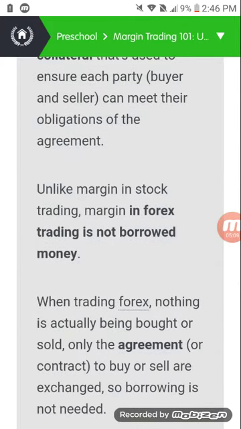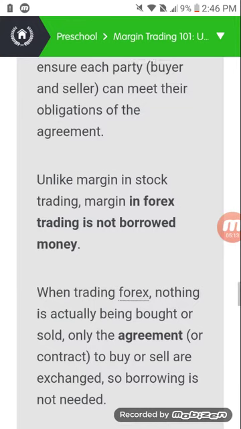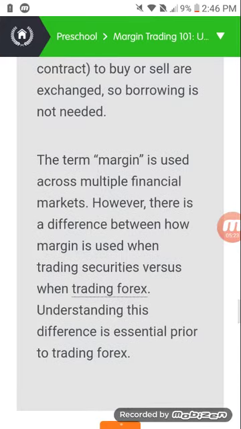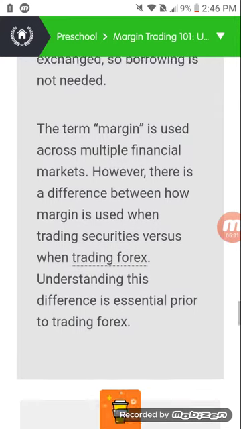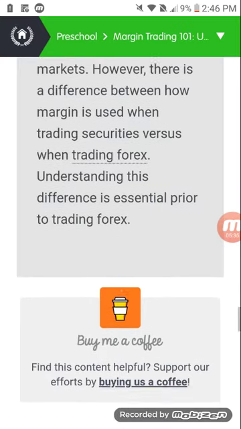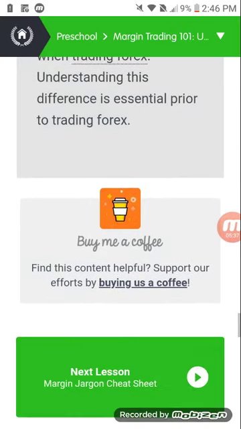Unlike margin in stock trading, margin in forex trading is not borrowed money. When trading forex, nothing is actually being bought or sold, only agreements or contracts to buy or sell exchange. So borrowing is not needed. The term margin is used across multiple financial markets. However, there is a difference between how margin is used when trading securities versus when trading forex. Understanding this difference is essential prior to trading forex.